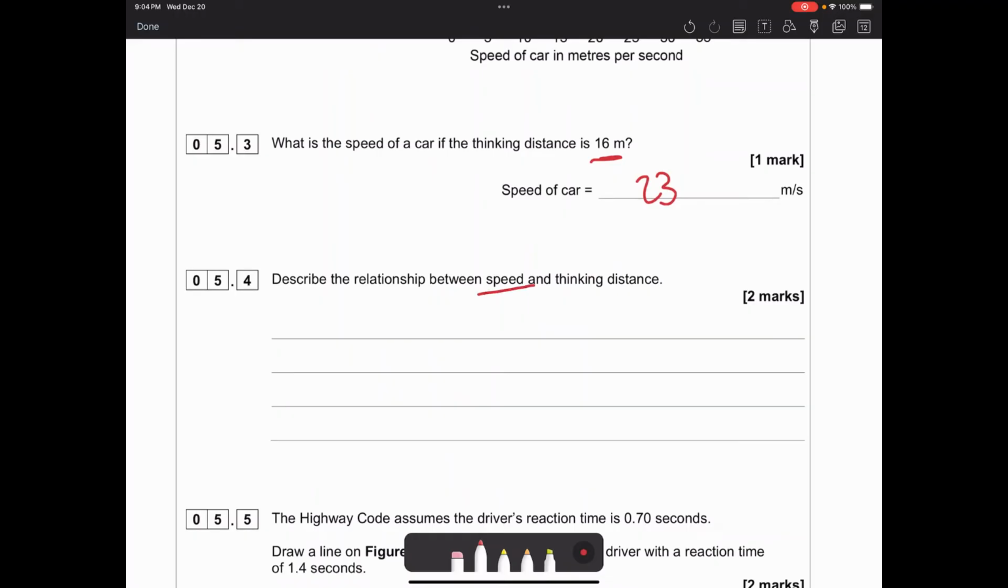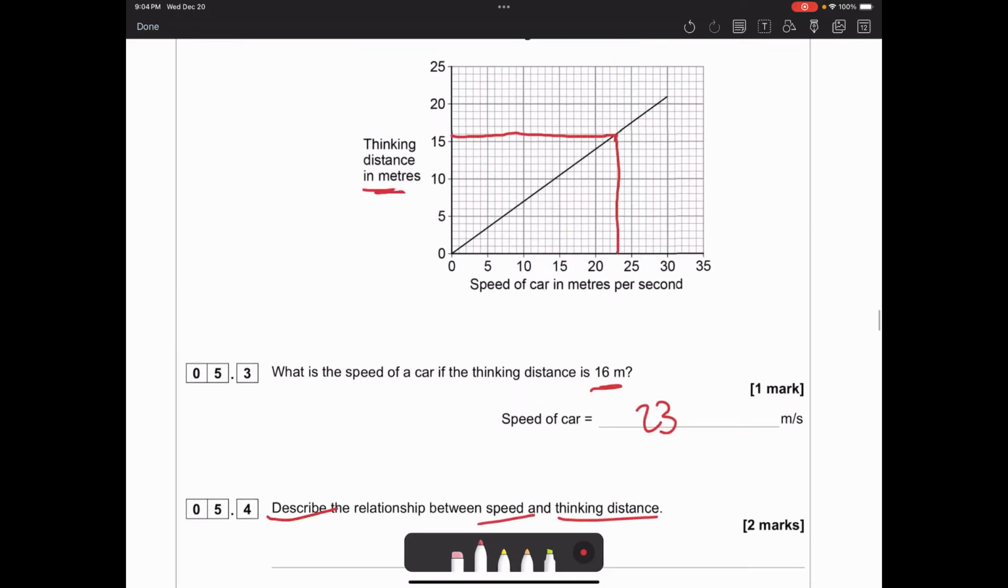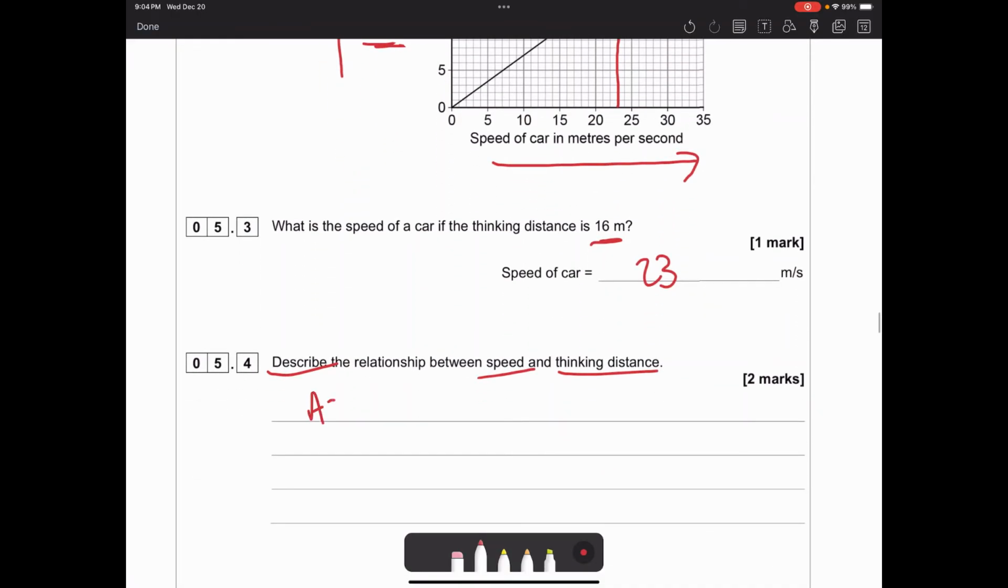Describe the relationship between speed and thinking distance. 2 marks. So again, describe, say what you see. Everyone should be able to get the easy marks. You can say, well, 1 mark, as the speed of the car increases, the thinking distance increases. That would get you 1 mark. So as the speed increases, the thinking distance increases.